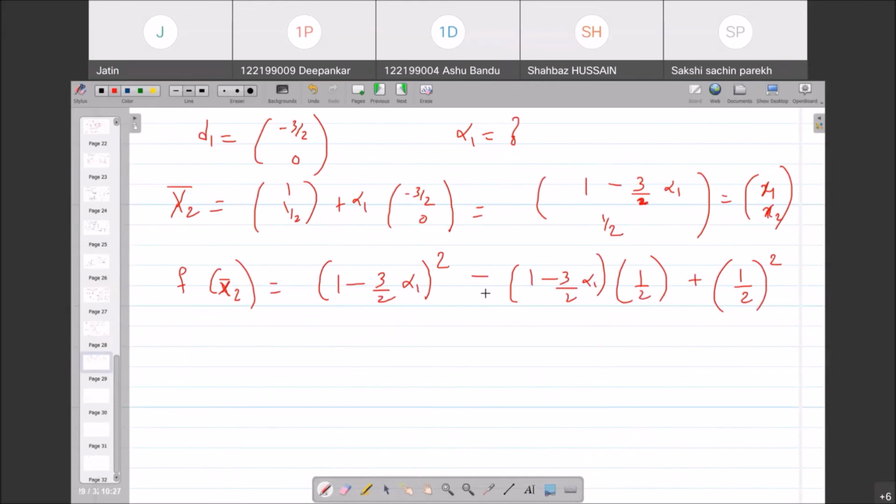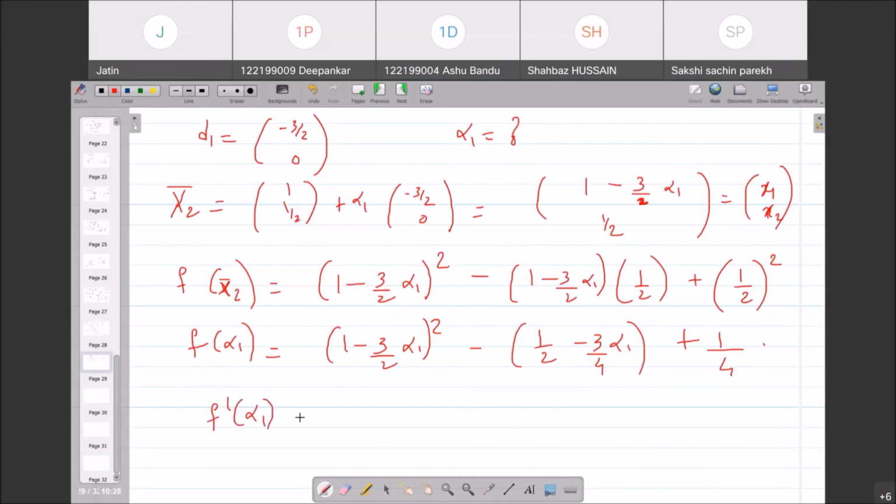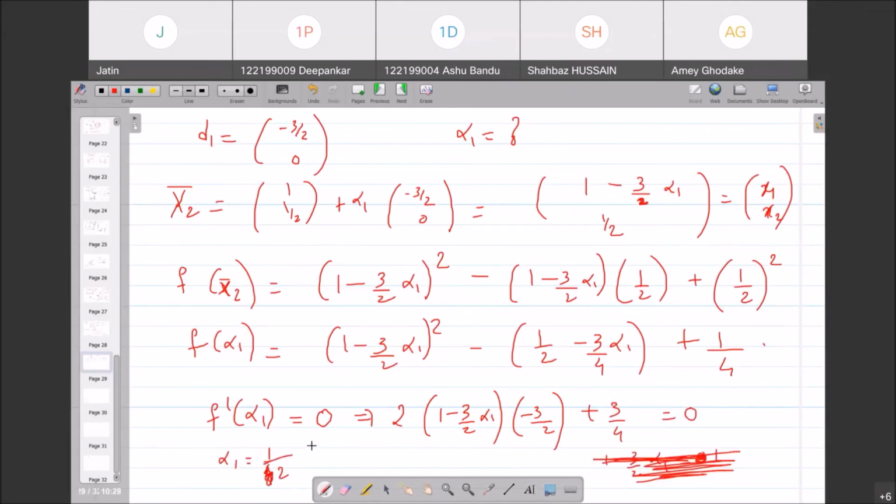I want to find the optimal alpha 1. How do you find the optimal value in a one variable function? Now you can say this is a function in one variable. I can write this as f of alpha 1. This is (1 minus 3 by 2 alpha 1) square minus 1 by 2 minus 3 by 4 alpha 1 plus 1 by 4. Now this is a function of one variable. How do you find the optimal value? Can anyone remember? You take the derivative, equate it to 0. Correct? So what is this? 2 times (1 minus 3 by 2 alpha 1) into minus 3 by 2, plus 3 by 4 equal to 0. Okay, so alpha 1 comes out to be 1 by 2.